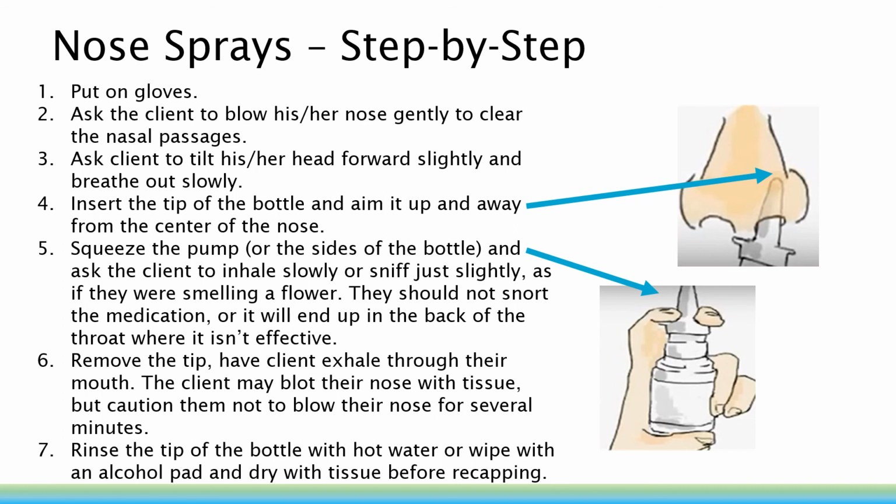Check with the client later to observe the response to medicine, especially if the nose spray is a PRN. If it's a PRN, document the response on the back of the MAR.